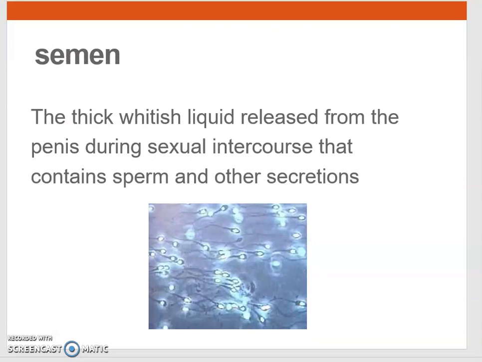Semen. This is a thick whitish liquid released from the penis during sexual intercourse that contains sperm and other secretions. The other secretions come from a couple places. One's the prostate gland, which helps produce liquid that's a lubricant that helps sperm along its way in order to get through the external and internal os of the uterus and to fertilize an egg. And there's another gland we'll learn about called the Bartholin gland that also contributes to that fluid. So the semen itself is coming from those two organs, and that's the whitish liquid. The sperm is contained within it, and that's coming from the testicle.